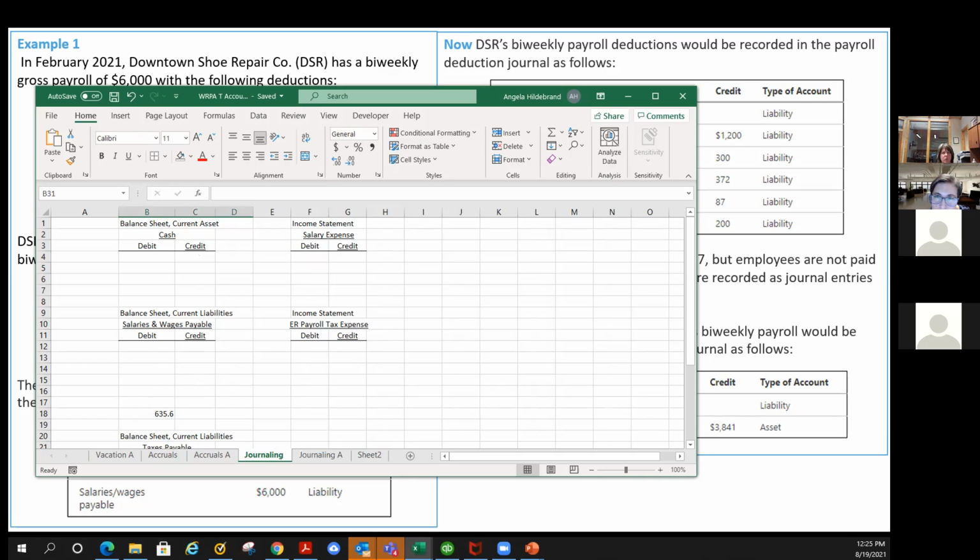Okay. We have $6,000 of gross payroll. So we are going to debit our income statement for $6,000, right? And we have the following deductions. It's a deduction, so we owe that money to somebody, right? So it's going to be a liability on my balance sheet. I owe $6,000 payable because it hasn't cleared my cash account. I haven't written the checks yet.